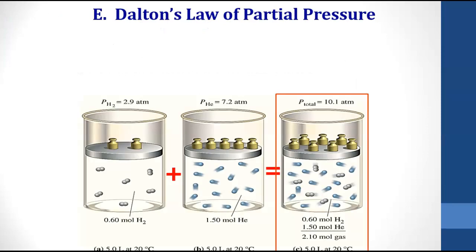Alright, for Dalton's Law of partial pressure, we're talking about this visual. In the same sized container, you'll notice the volume is constant. The space that the gas takes up hasn't changed. What we have is 0.6 moles of hydrogen exerting 2.9 atmospheres of pressure plus 7.2 atmospheres of helium pressure for a total of 10.1 atmospheres of pressure inside this container. So it's just a cumulative effect where we add the 2 pressures.